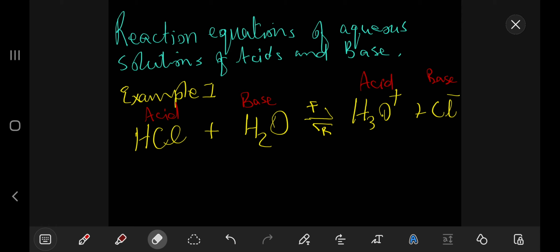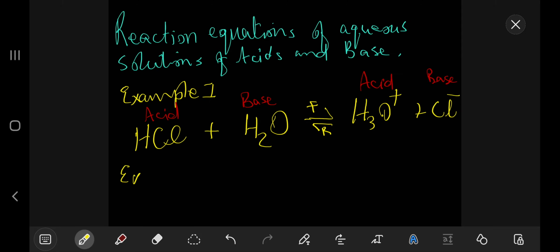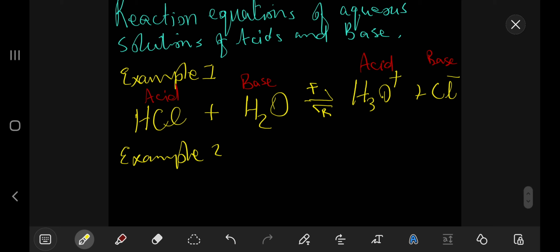Okay, so second example, second example, so we use a base, right? So here for the base we will add ammonia, which is a weak base, so it means the reverse reaction will be highly favored. We put it in water, H2O, right?